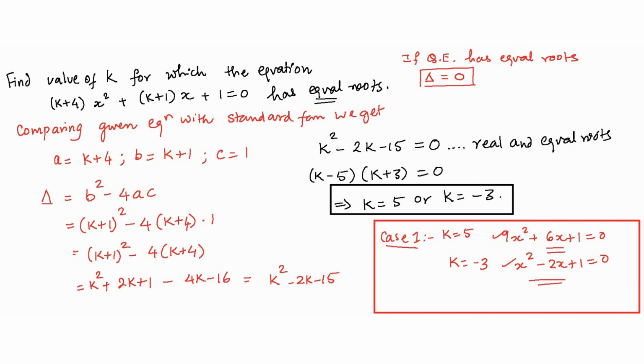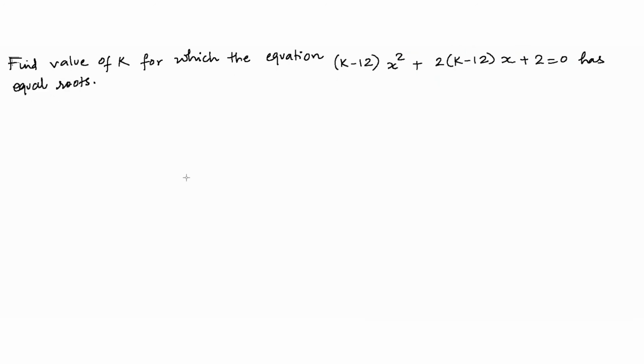Moving on to the next question. Consider this question. Find the value of k for which this equation has equal roots. So again, this is the equation that we have. Let's note down the equation, and of course, let us also find the values of a, b and c. The equation that I have is k minus 12 times x square plus 2 times k minus 12 x plus 2 is equal to 0.